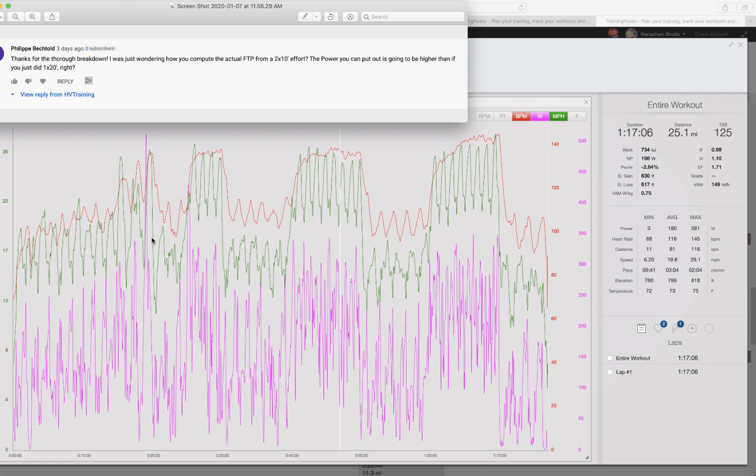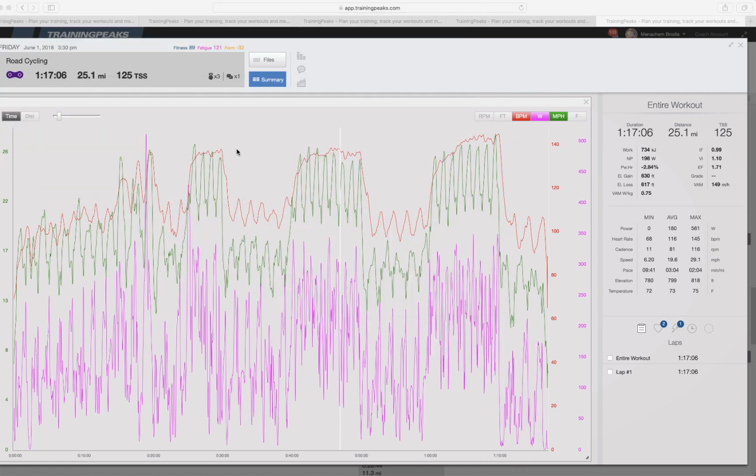So the first is from Philip. He said, thanks for the thorough breakdown. I was just wondering, how do you compute the actual FTP from a 2 by 10 minute effort? The power you can put out is going to be higher than if you just did 1 by 20 minutes, right? So yes, Philip, that is correct.